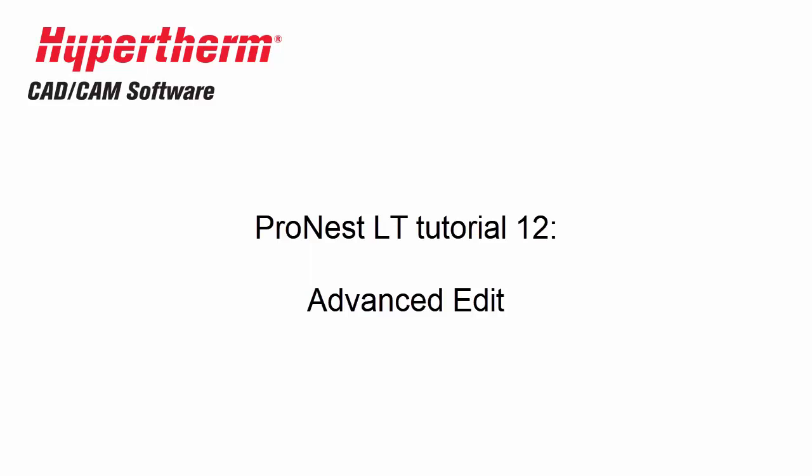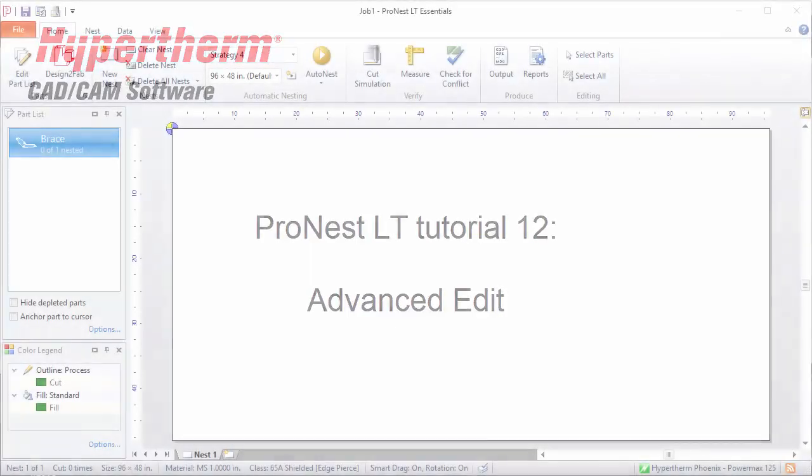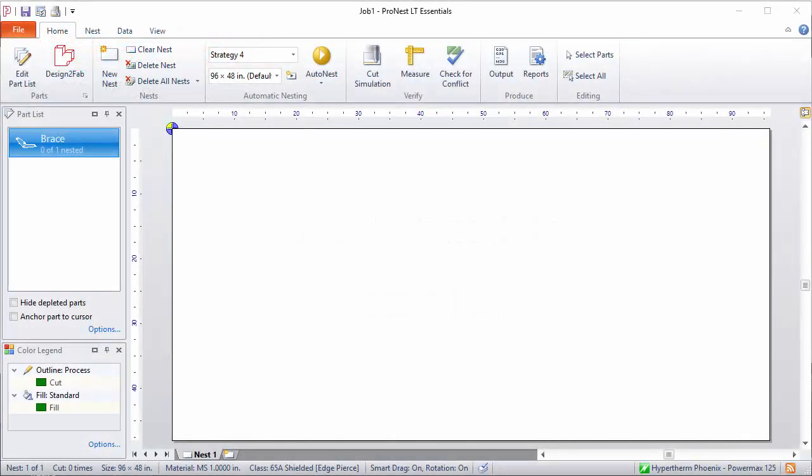One of the features that ProNest LT has is a part editor, which can be used to edit parts after they've been added to the part list. This area of ProNest LT is called Advanced Edit. With Advanced Edit, you can examine part geometry in detail and then do things like change the part scale, move leads, edit the cut sequence of the part, add tabs, delete profiles, and a lot more. So this video will cover some of the things that you can do in Advanced Edit.